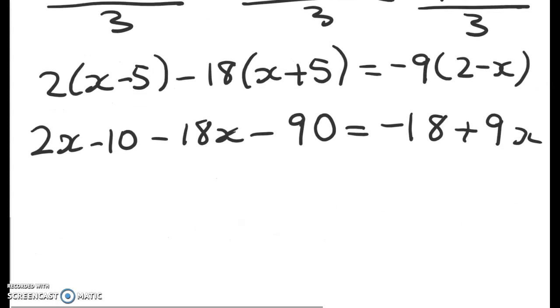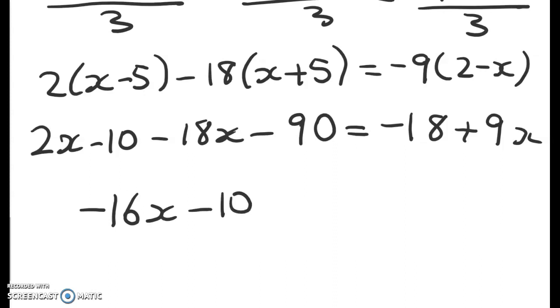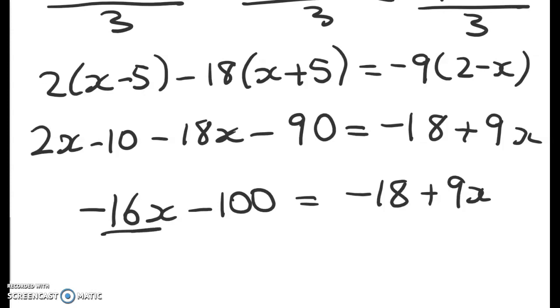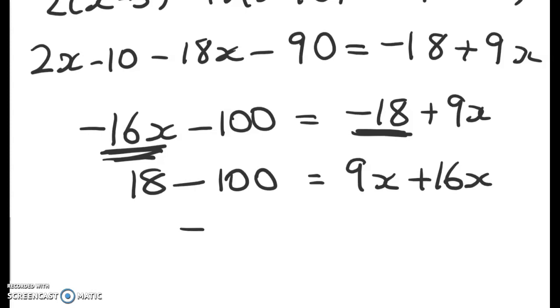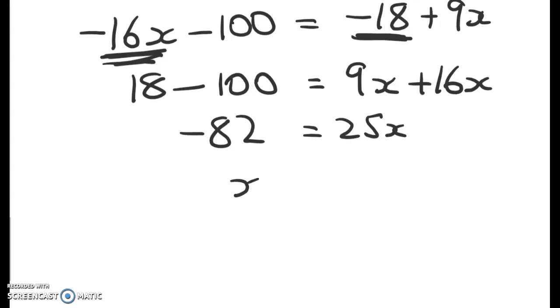Right, what have I got on the left-hand side? Negative 16x, take away 100, equals negative 18 plus 9x. I'm going to bring the 16x to the right-hand side by adding it to both sides. And I'm going to bring the negative 18 to the left-hand side by adding it to both sides. So we get 18 take away 100 equals 9x plus 16x. That gives me negative 82 is equal to 25x. Not very nice numbers in this video. x is equal to negative 82 over 25.